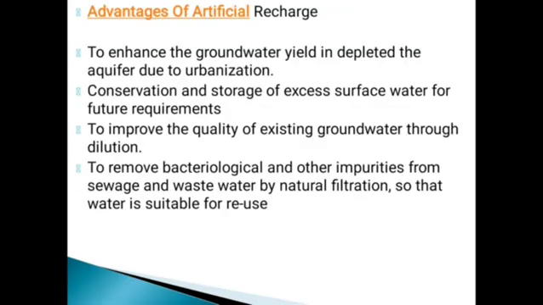Next, what are the advantages of artificial recharge? To enhance the groundwater yield in depleted aquifers due to urbanization, conservation and storage of excess surface water for further requirement, to improve the quality of existing groundwater through dilution, to remove bacteriological and other impurities from sewage and wastewater by natural filtration so that water is suitable for reuse.